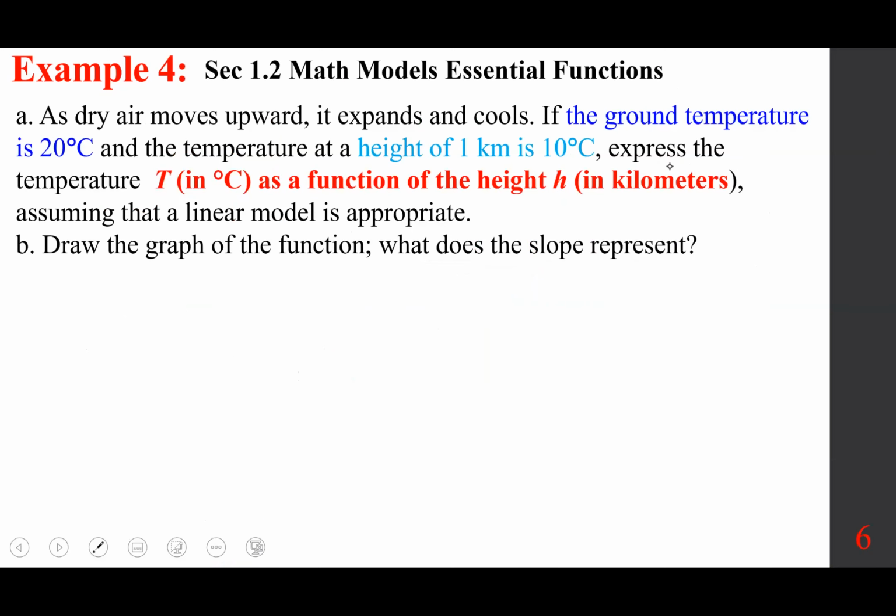Could somebody read this question for us, please? I'll read it. Please, go ahead, Chris.